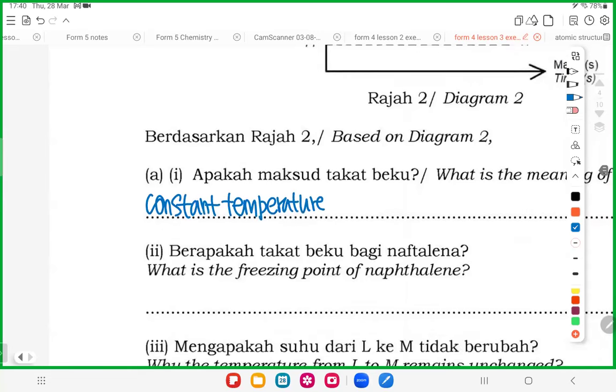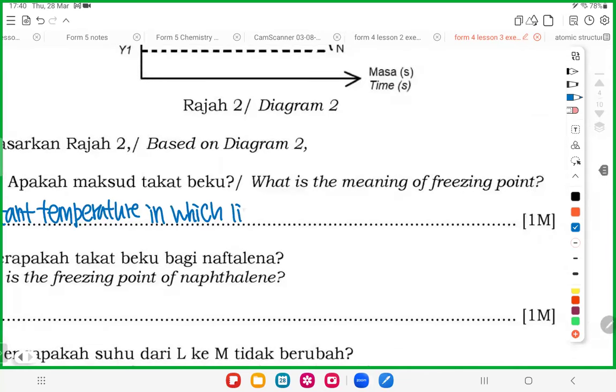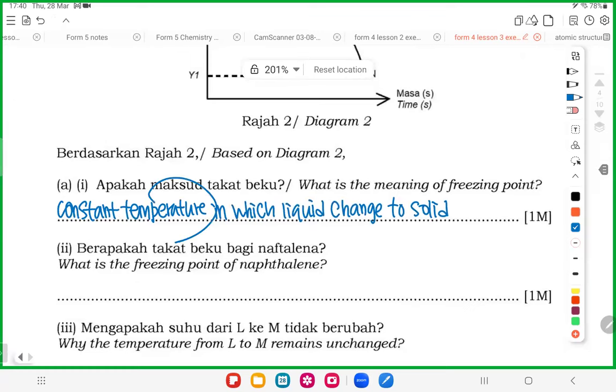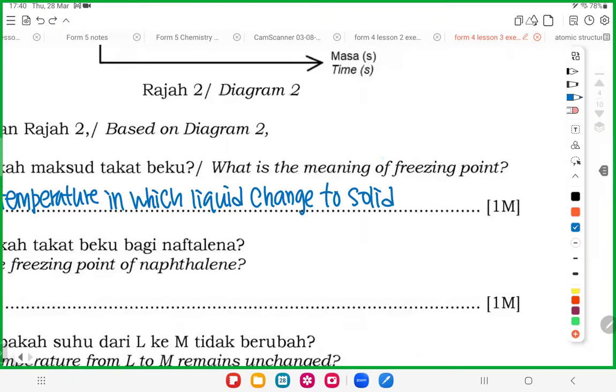And what happened during this constant temperature? Freezing, you change liquid to solid. And remember, when you mention freezing point, boiling point, melting point, you not only need to mention the temperature, you must also mention the pressure, because pressure also affects your freezing point, melting point, boiling point. So when you do freezing, the pressure you cannot touch. You must fix the pressure. We call it at specific pressure.